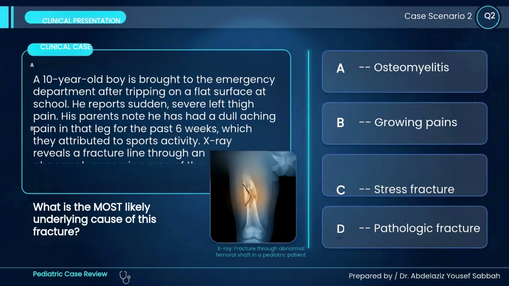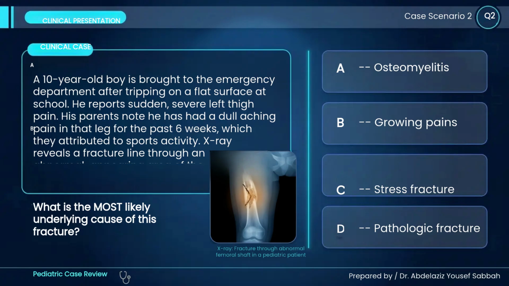Case 2. A 10-year-old boy is brought to the emergency department after tripping on a flat surface at school. He reports sudden, severe left thigh pain. His parents note he has had a dull, aching pain in that leg for the past 6 weeks, which they attributed to sports activity. X-ray reveals a fracture line through an abnormal appearing area of the mid-femoral shaft. What is the most likely underlying cause of this fracture?